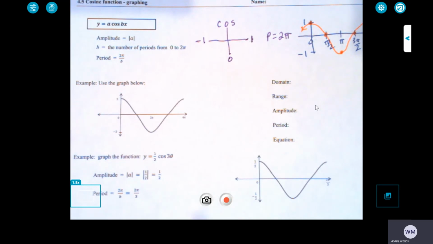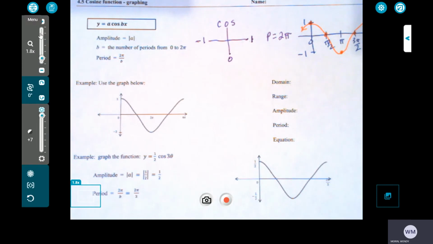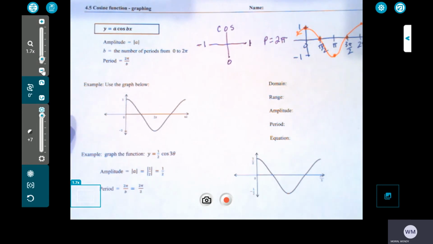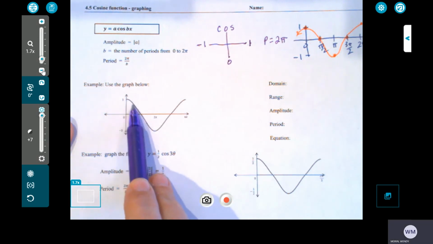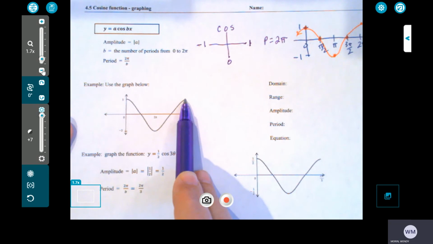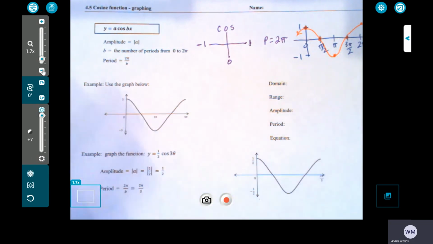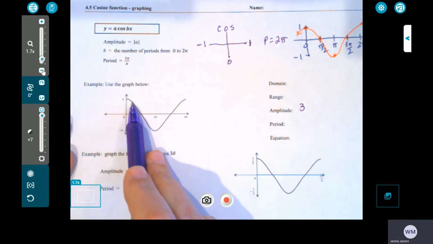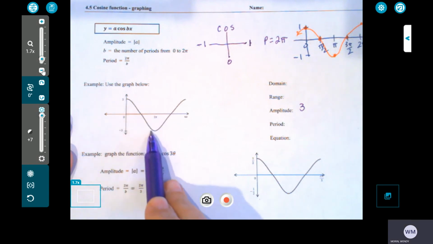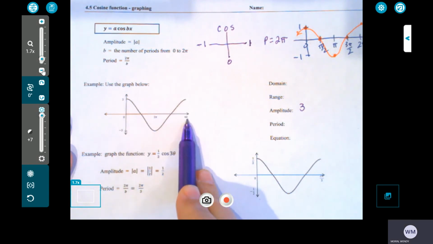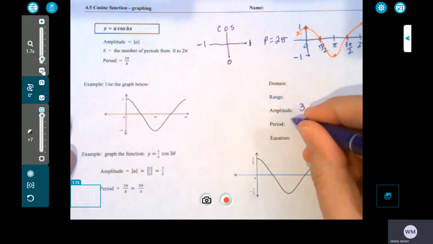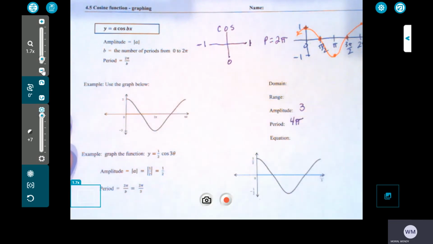Okay? So let's take a look at this graph here. Let me just zoom out a little bit here. There we go. So this graph here starts at 3, goes down to -3, back up to 3. So I know my amplitude, which is always positive, is 3. From 0 to 4 pi is one complete cycle. So I know my period is 4 pi.